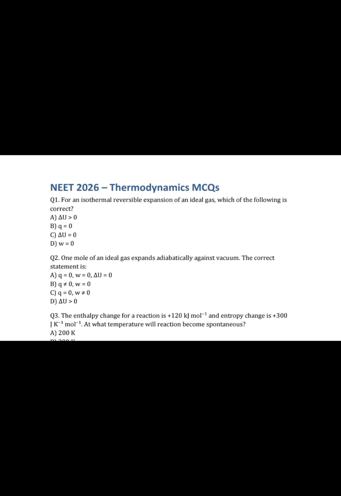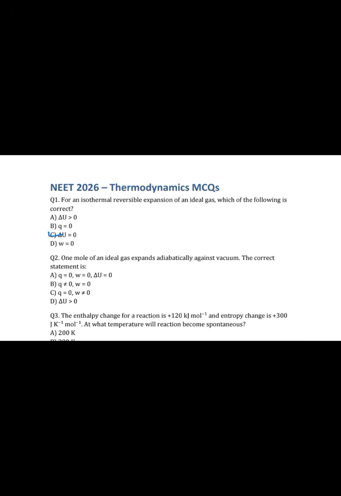Today I am going to discuss some important thermodynamic MCQ questions for NEET 2023. First question is for an isothermal reversible expansion of an ideal gas. Which of the following is correct? We already know that isothermal means temperature remains constant. Internal energy is dependent on temperature. As temperature is constant, the change in U, delta U, is 0. So our choice is this one.